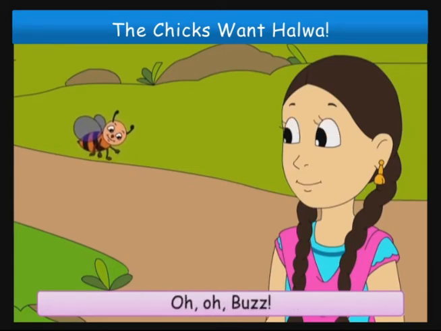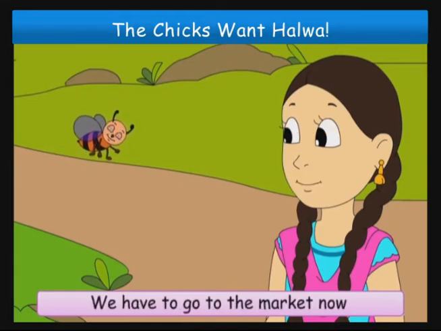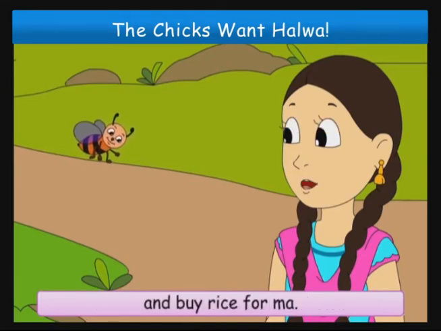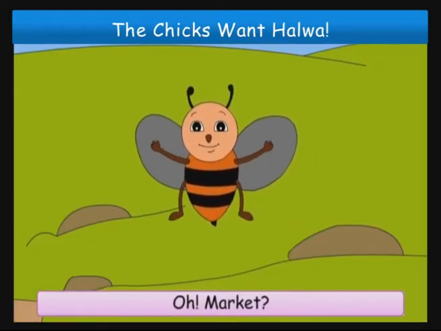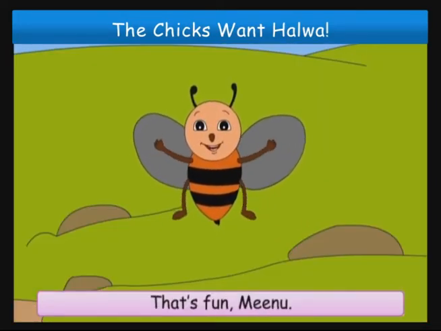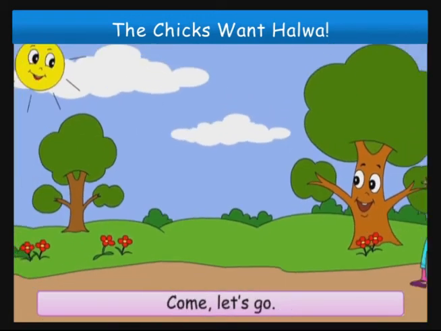Oh, Buzz. We have to go to the market now and buy rice for Ma. You can drink some honey on the way. Oh, market? That's fun, Meenu. Come, let's go.